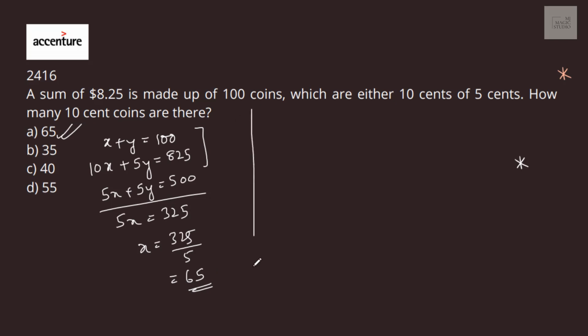So how many 10 cent coins are there? There are 65. We can again use rule 6, as we know. Rule 6, butterfly diagram. Rule 6 butterflies from our jungle rule book.